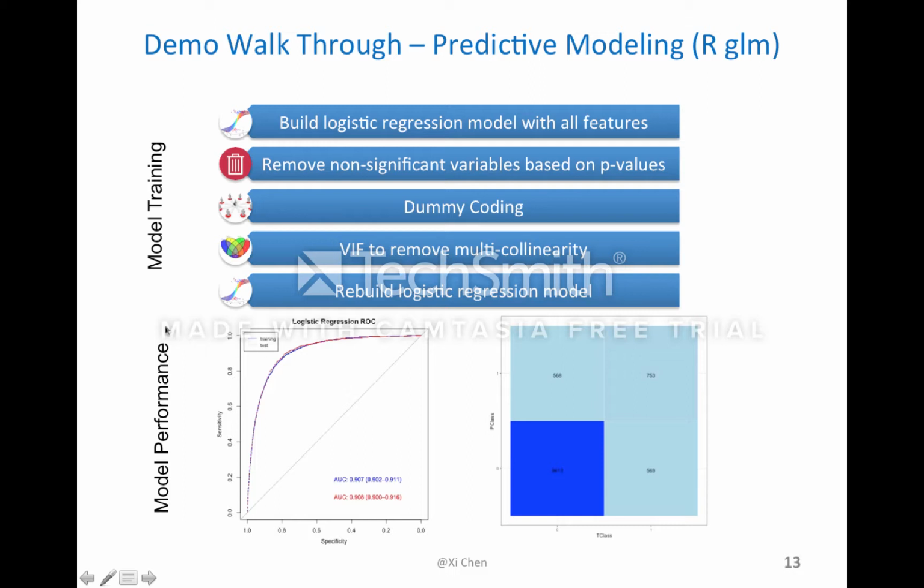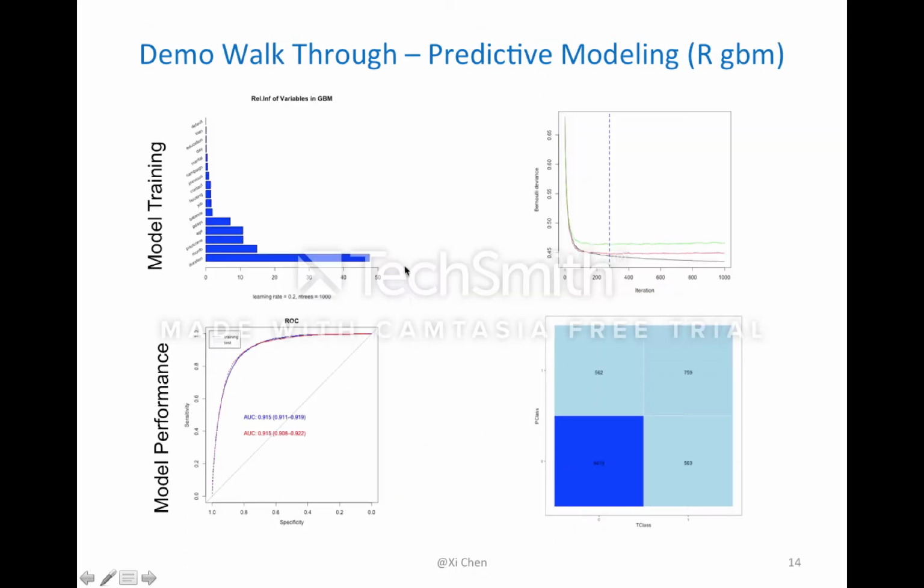To visualize the model performance, we're going to look at several plots, including the ROC curves for the test dataset and training dataset, and also a confusion matrix plot. For the gradient boosted tree model implementation in R, we're going to look at the final model relative influence.